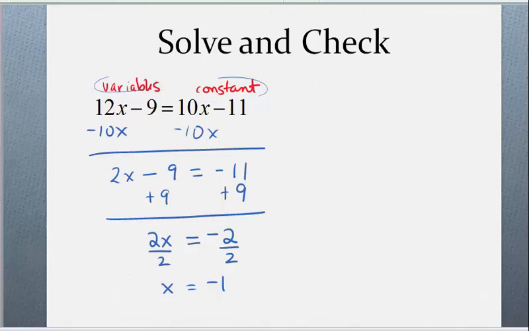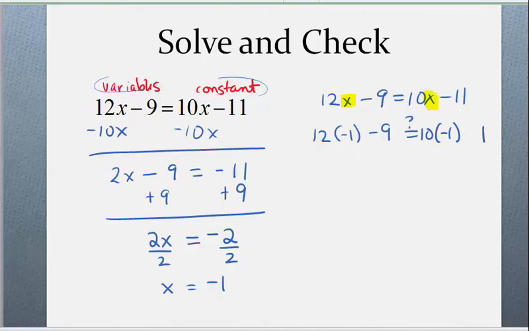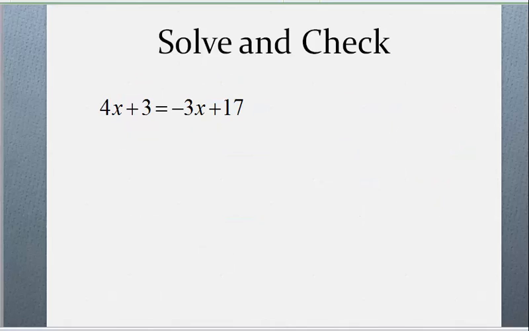And if I want to check it one more time, you're going to go back to the original equation and substitute it in. And this time I have to substitute it in both places where the x is. So I've got 12 times -1 minus 9. Does that equal 10 times -1 minus 11? I think both sides are -21. So that checks.